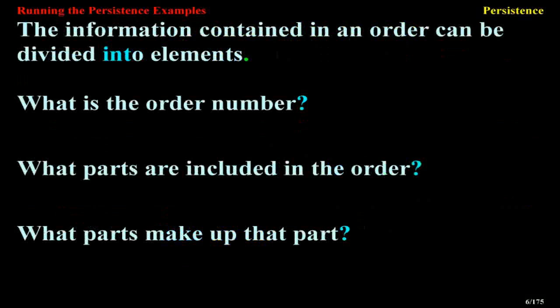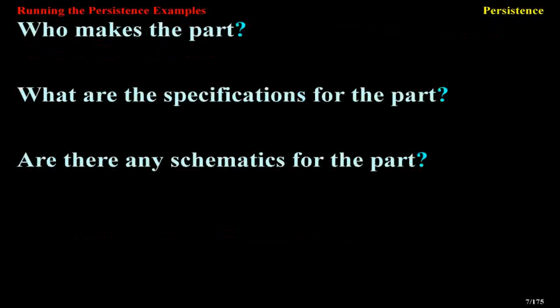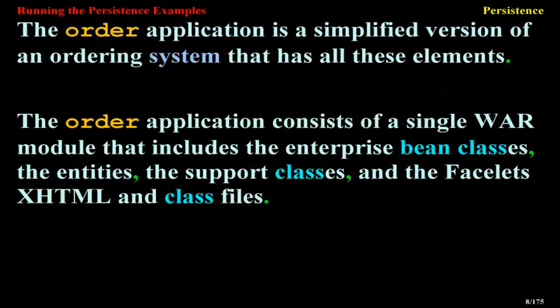The information contained in an order can be divided into elements. What is the order number? What parts are included in the order? What parts make up that part? Who makes the part? What are the specifications for the part? Are there any schematics for the part? The order application is a simplified version of an ordering system that has all these elements.